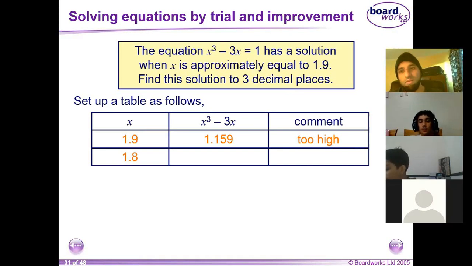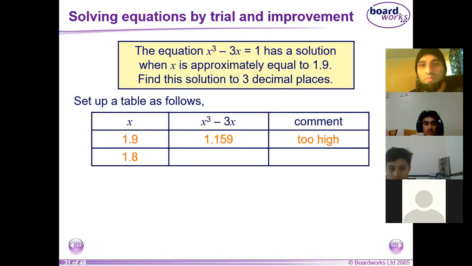Wait, how did you get 1.155? 1.159 here. Yeah, 1.159. But what you do, you put 1.9 into where x should be on your calculator. So you do 1.9 cubed minus 3 times 1.9. Minus, got it? Yeah, yeah.